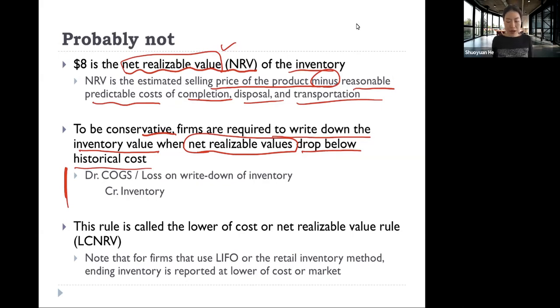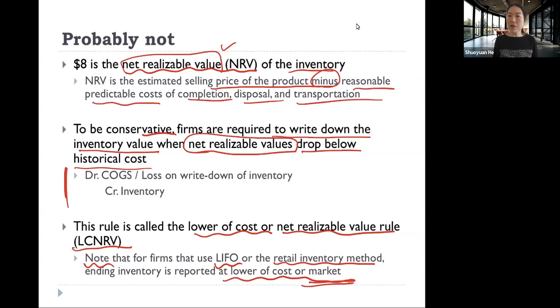And usually, when do we debit cost of goods sold? That is usually for usual events. And debit on loss on write-down of inventory is usually for an unusual event. So this rule is called the lower of cost or net realizable value. Literally, it just means that we take the lower of these two. And one thing to note is, if the firm is using either LIFO, last in first out, or the retail inventory method, the ending inventory is reported at lower of cost or market.